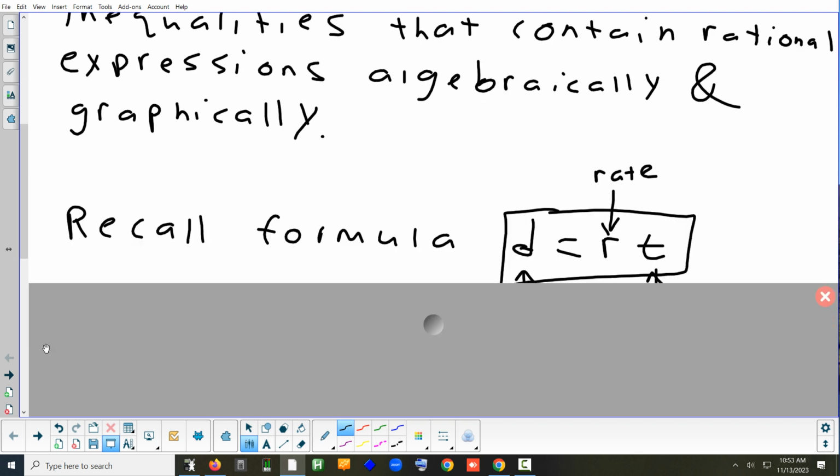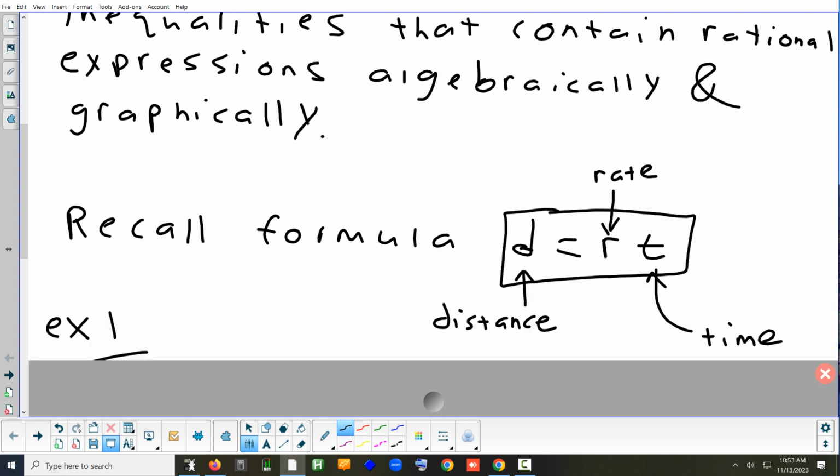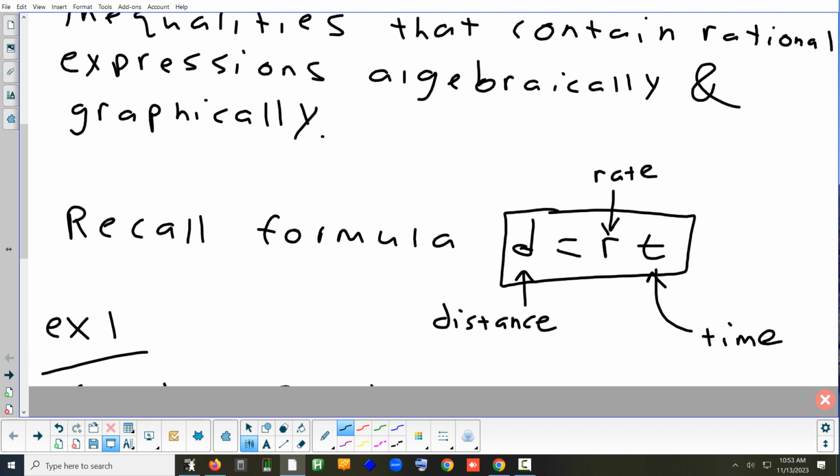All right. So the first problem we're going to start off with is a distance problem, and it uses the formula distance equals rate times time. So if you don't remember that formula, distance equals RT, put it up there. And we'll use that to do the first problem.